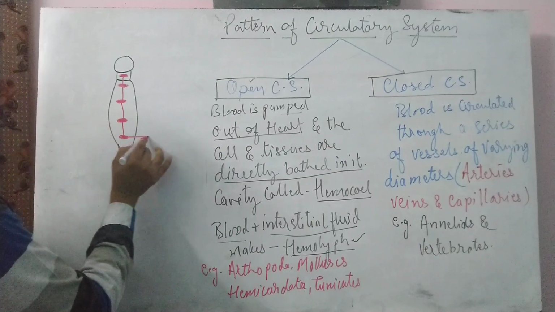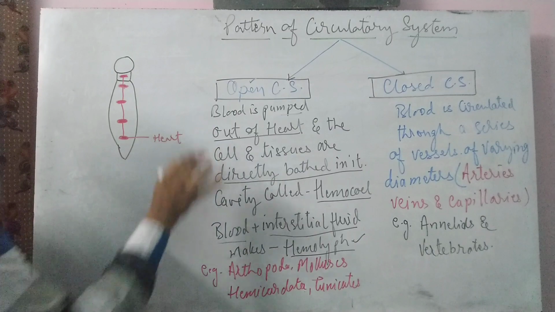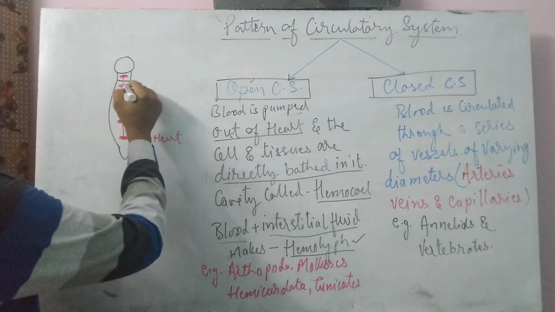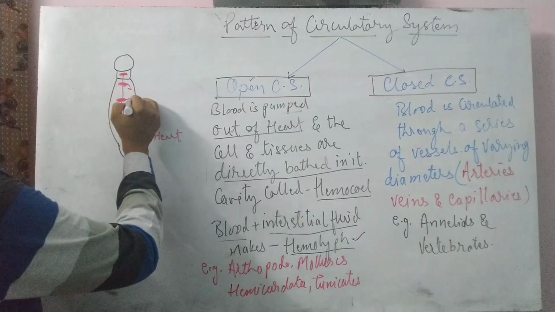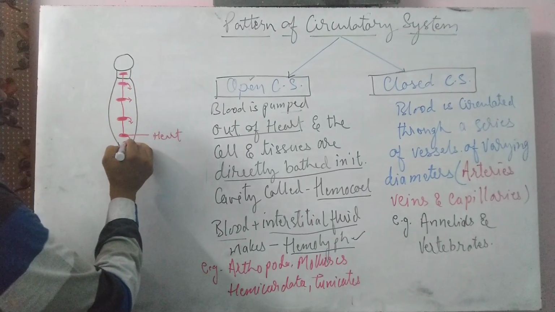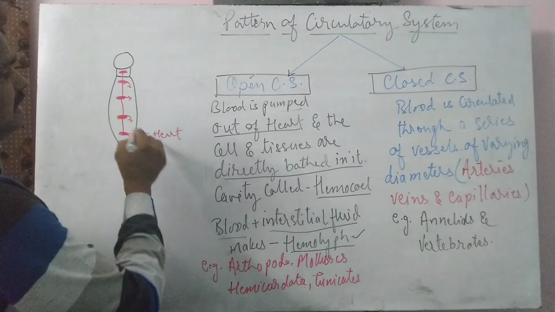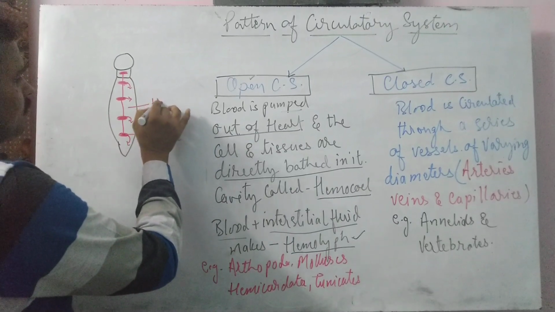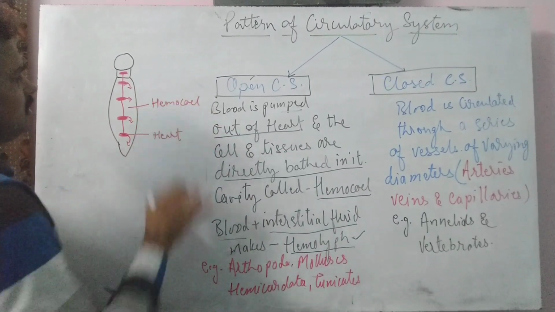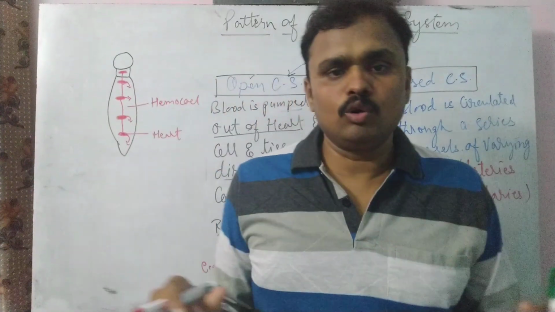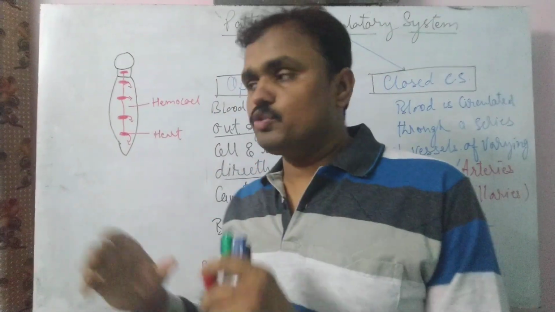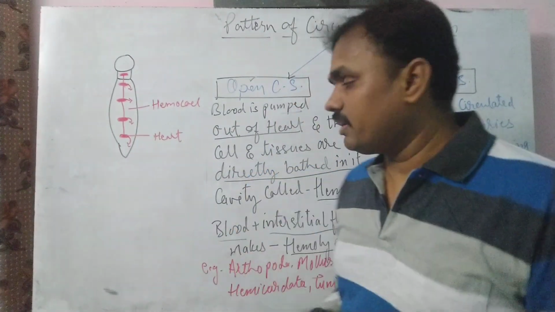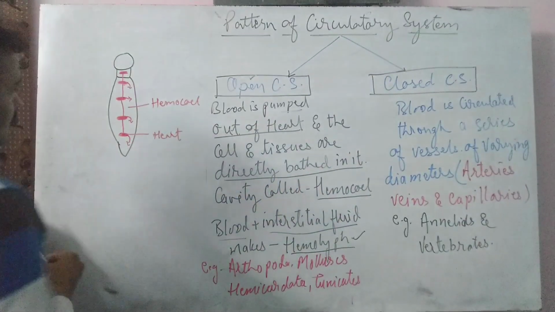Okay, we write this is the heart of the insect. Now what is there? This will pump the blood, and what is the blood doing? The blood is moving in the hemocoel. So this is the cavity, which we call the hemocoel, where they pump out the blood into the whole tissue, and the whole tissue gets bathed in hemolymph. Okay.